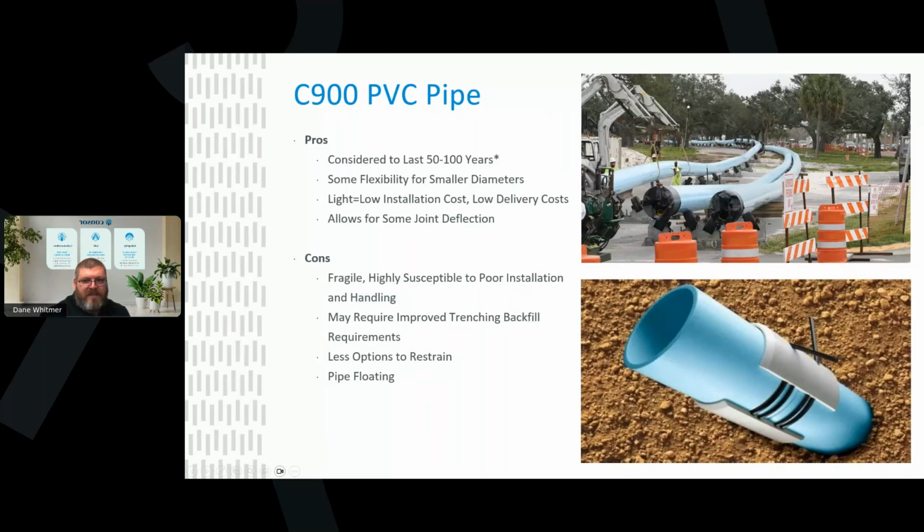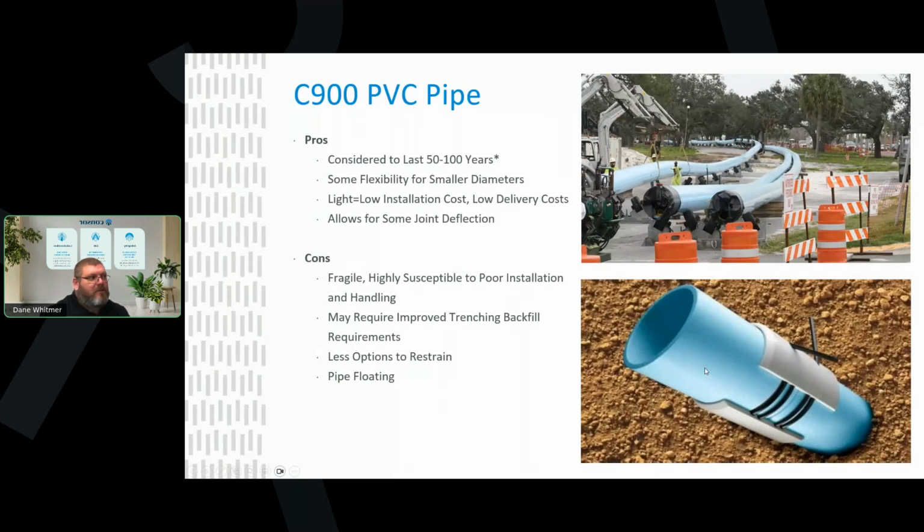And then this is an example of fused PVC up here, or C900. Again, probably using it in some type of micro tunneling or jack and bore, or not jack and bore, but slip lining type no dig approach. So some of the cons here, it is fragile.